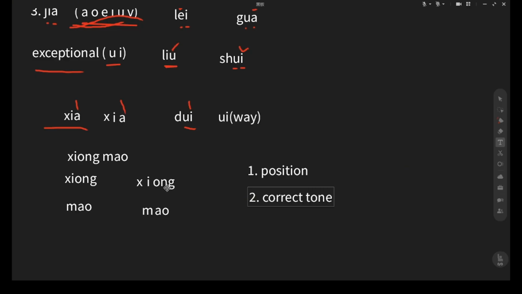熊猫. Okay, you mark these two pinyin. So which tone? On which vowel? Okay, so you try to mark on it. Okay, so I read again. 熊猫. Okay, so I write the right answer.